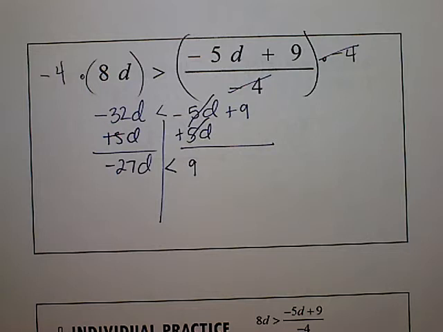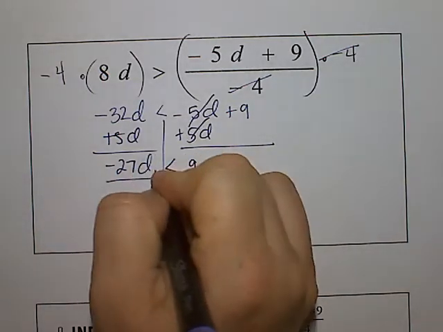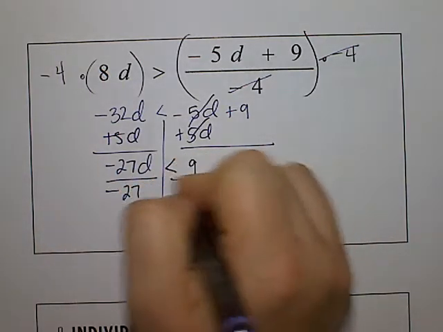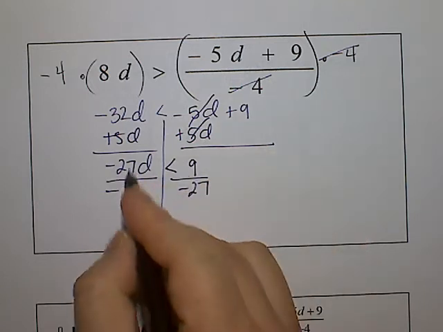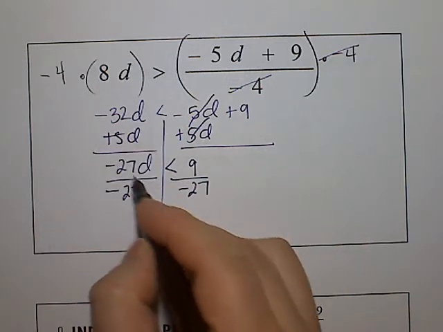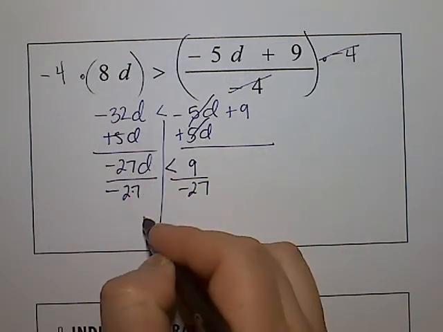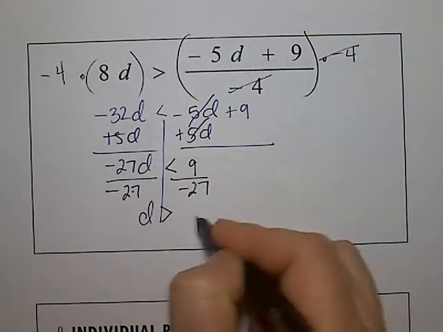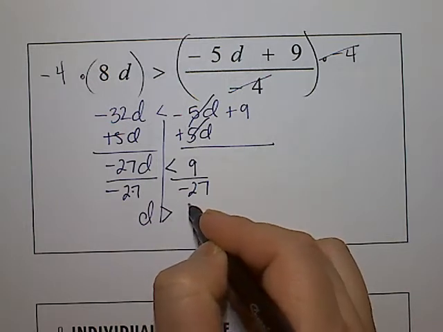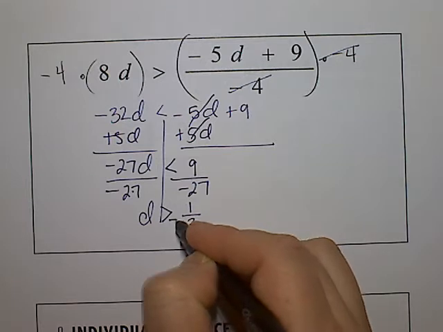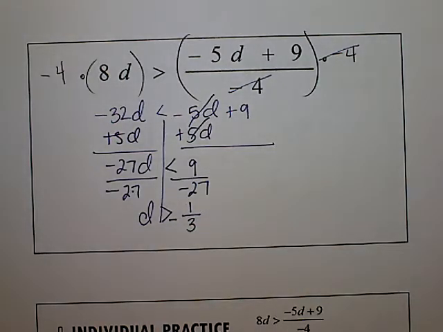And I want to isolate the d by dividing by the quantity that's stuck with it. So I'm going to divide by negative 27. Again, we just divided this time instead of multiplying by a negative. When you divide by a negative, you need to flip the inequality symbol. And I'm going to reduce that fraction down to negative 1/3.